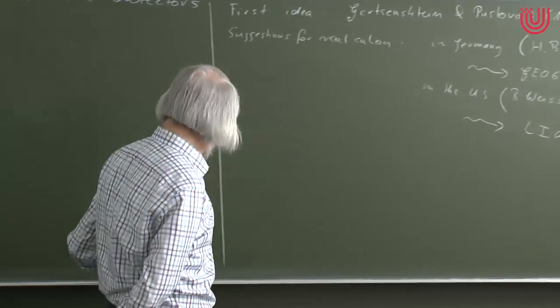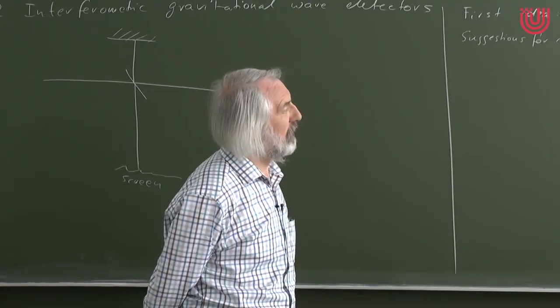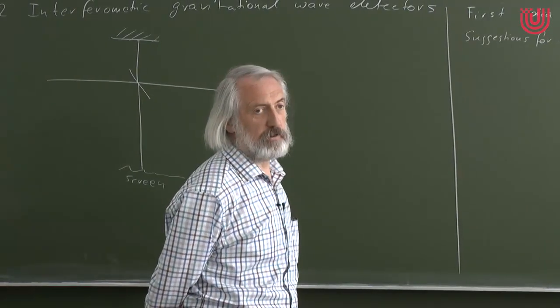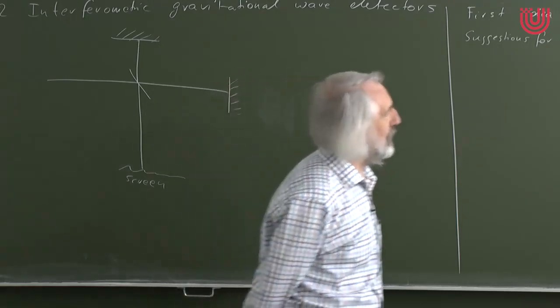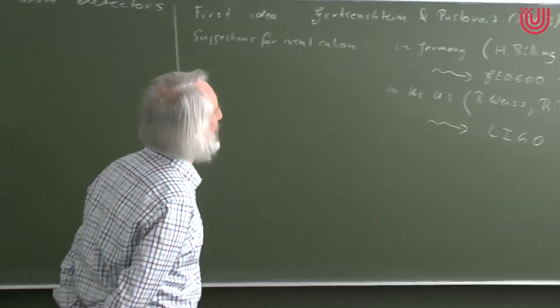And if I should bet who is getting the Nobel Prize for the detection of gravitational waves, then Weiss and Thorne are the most natural candidates. And the question is, who is the third? Could be a German, maybe. Let's see. It's not totally out of the question.